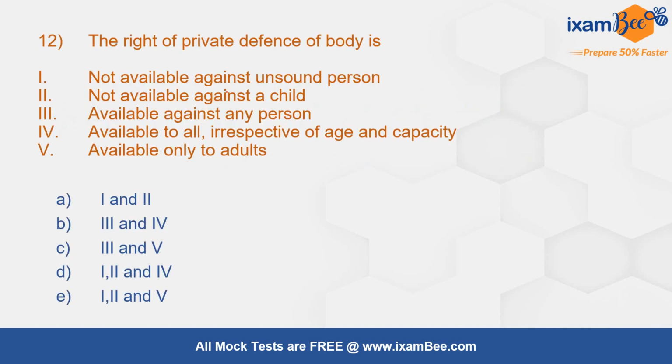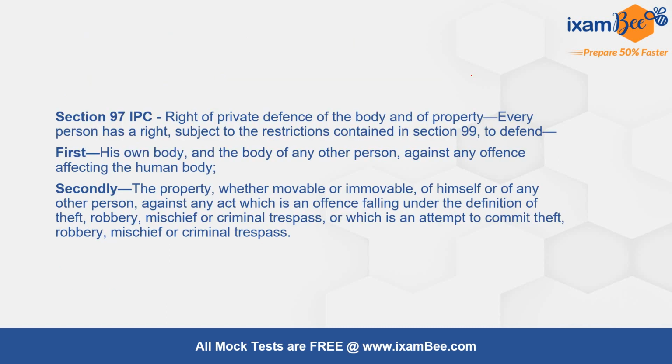Moving to next question, question 12. The right of private defense of a body is. The correct answer is 3 and 4. It is available against any person and it is available to all irrespective of age and capacity. Private defense is given under section number 97 of IPC, right of private defense of body and of property.